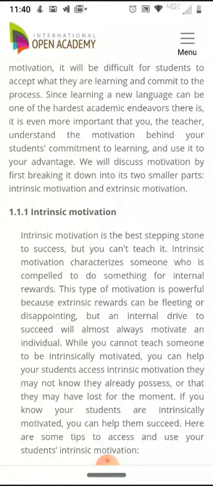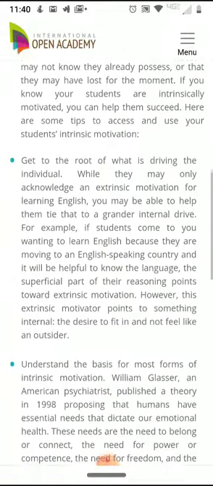While you cannot teach someone to be intrinsically motivated, you can help your students access intrinsic motivation they may not know they already possess, or that they may have lost for the moment. If you know your students are intrinsically motivated, you can help them succeed. Here are some tips to access and use your students' intrinsic motivation.